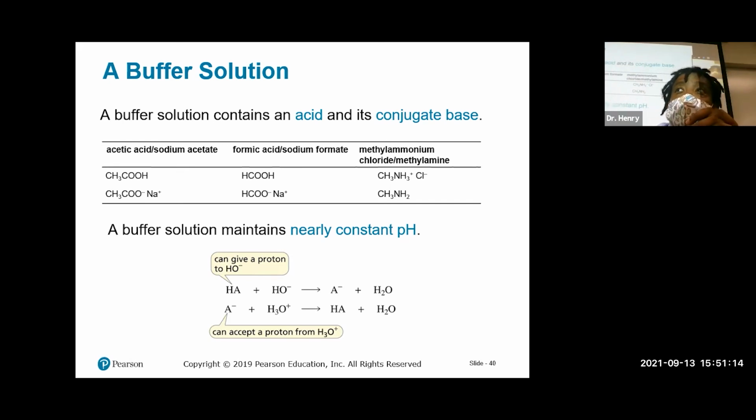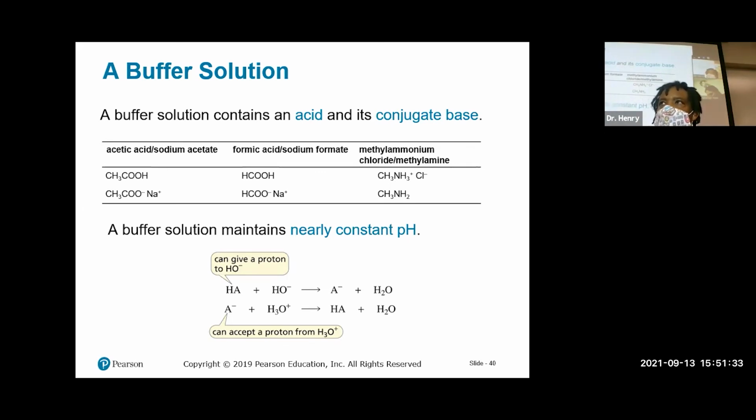Basically it allows you to keep your pH relatively constant. So you could add stuff to this, and it won't change your pH too much if it's in a buffered solution. And you guys will be playing with that too.